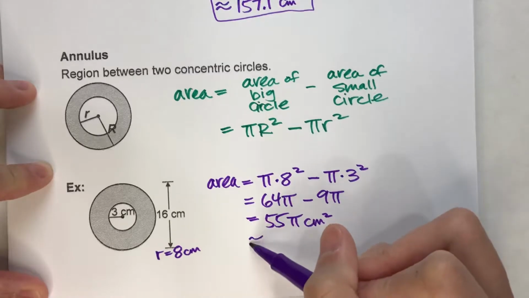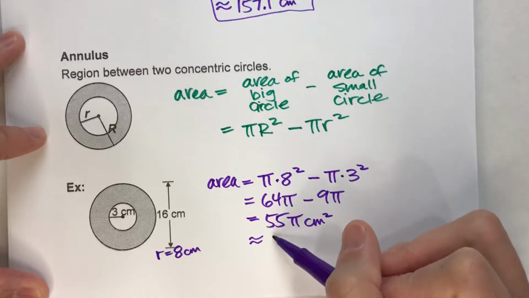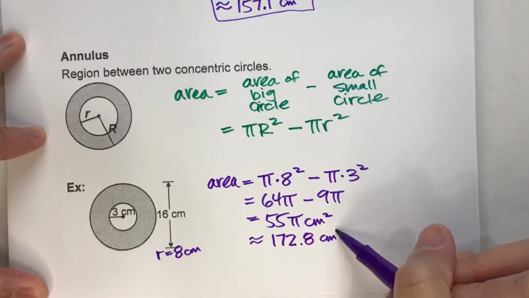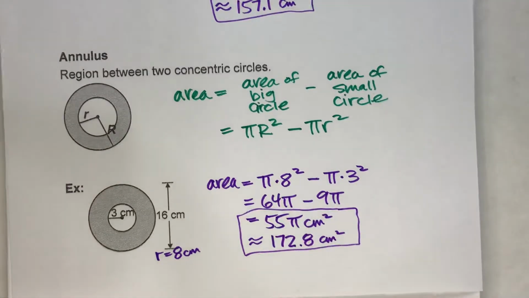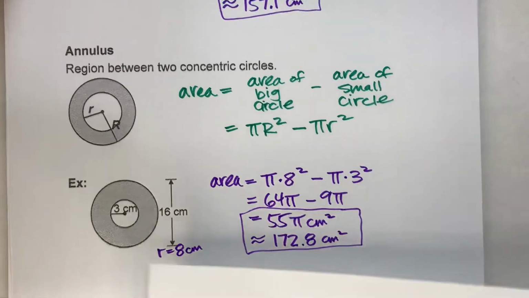And if you want an approximate answer, put that into your calculator using the pi button on your calculator. We end up getting about 172.8 centimeters squared. All right, so there's your two possible answers for the area of your annulus. All right, so let's do a slightly harder one now.